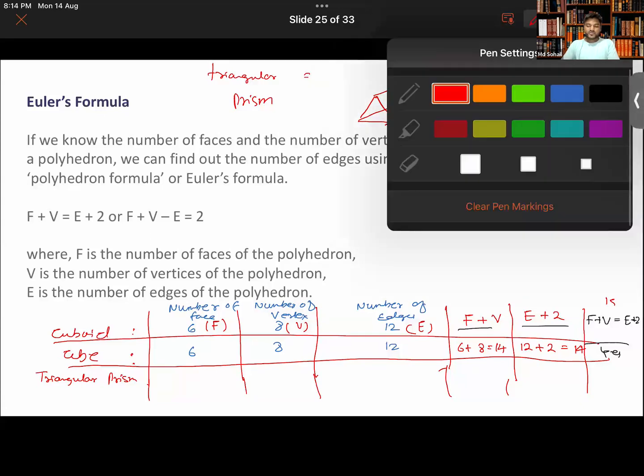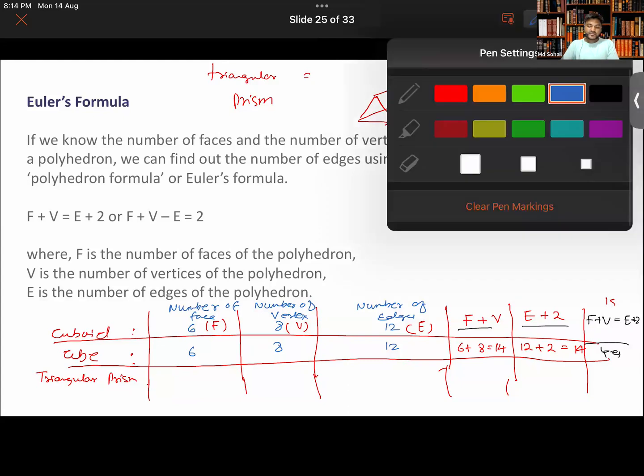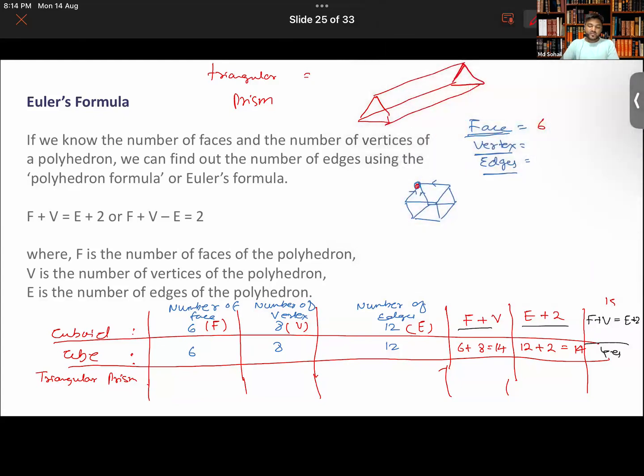Now vertex, you all are aware that it is basically the point where all the lines meet. This line and this line are meeting at this point. Similarly, likewise, there are how many of them? One here, one here. Basically, we are not talking about the corners. Eight. Getting it? So there are 8 vertices in it.